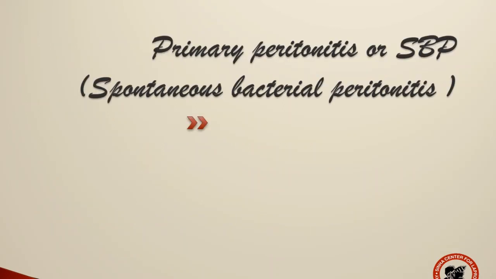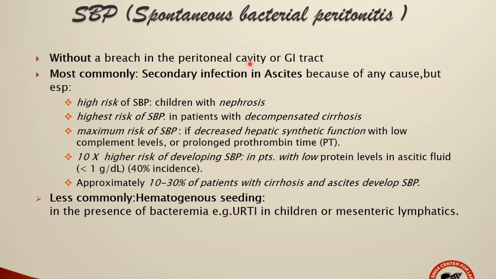Now, talking about primary peritonitis, or more specifically, the variety of primary peritonitis that is spontaneous bacterial peritonitis. Now, what are we talking about? As I said earlier, there is no breach in the peritoneal cavity or the GI tract. Most commonly, it's a secondary infection in the ascites. So, when does this infection occur in the ascites? In every patient? No, it doesn't. There are a number of high-risk scenarios where you'll be getting this kind of spontaneous bacterial peritonitis. A high risk of SBP in children with nephrosis. We just said nephrogenic ascites. Highest risk in patients with decompensated cirrhosis.